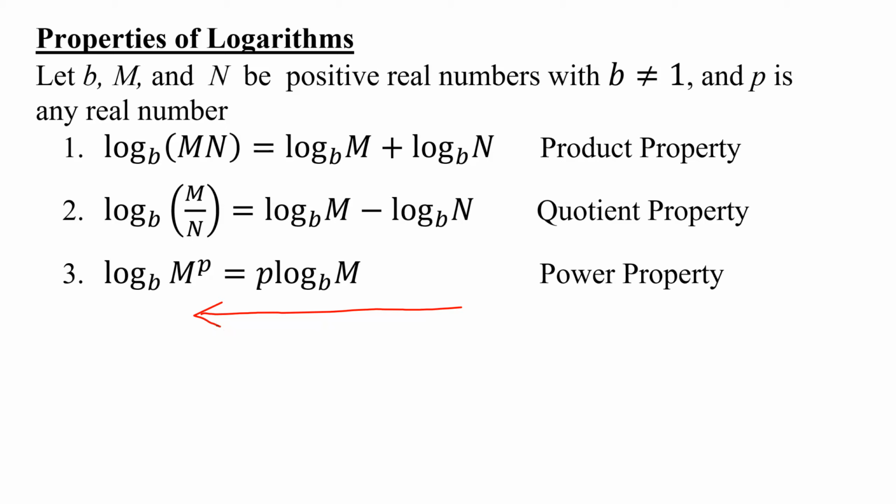So one thing, to be able to use the product property and the quotient property, notice I have ones in front of those logs, a 1 and a negative 1 in front of those logs. So to use those properties, my coefficients have to be 1 and negative 1. And if they're not, we're going to use this property here that allows us to take the p up and it becomes an exponent. Then I have a 1 in front.